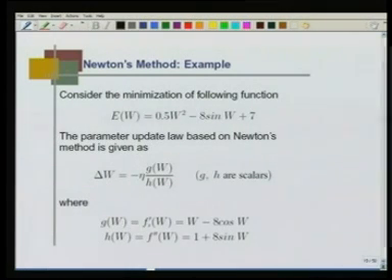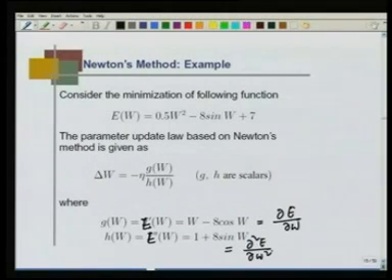See, this is not f, this is E dash w, this is E double dash. That is, this dash represents del E by del w, and this is del square E by del w square. Okay. So, this represents this, and this represents this.